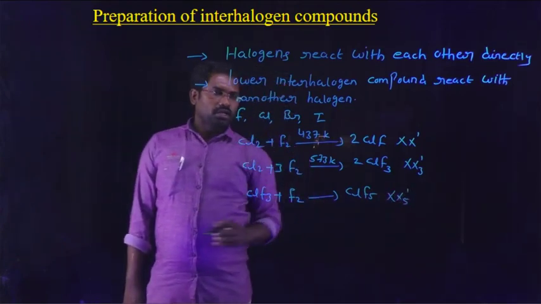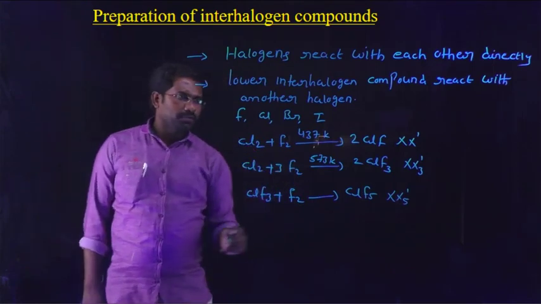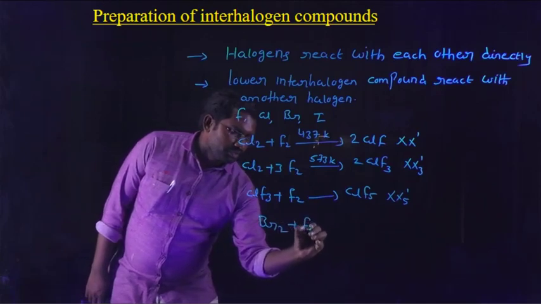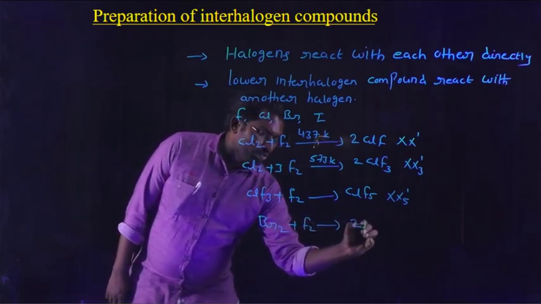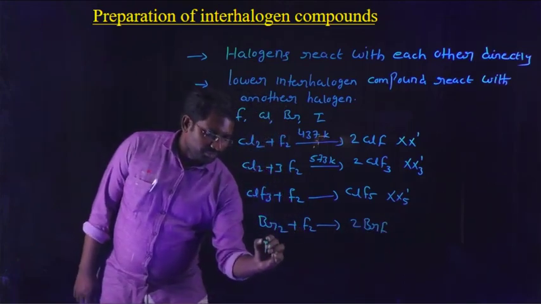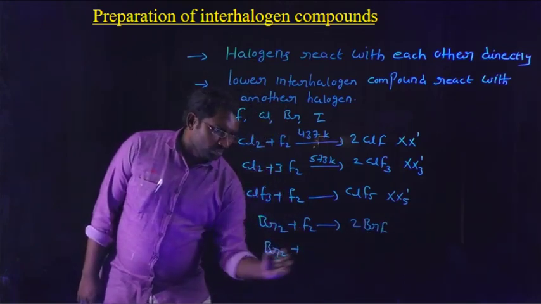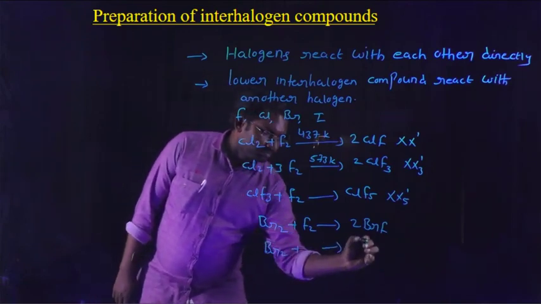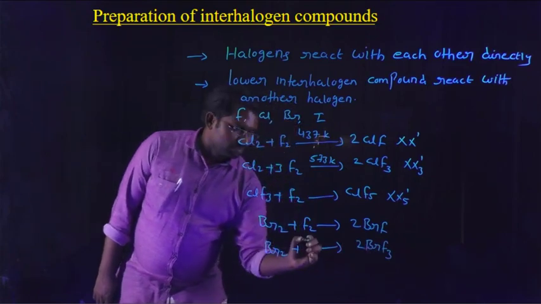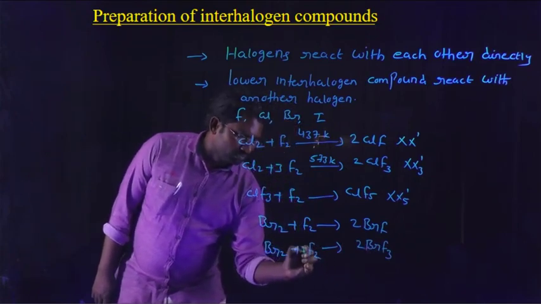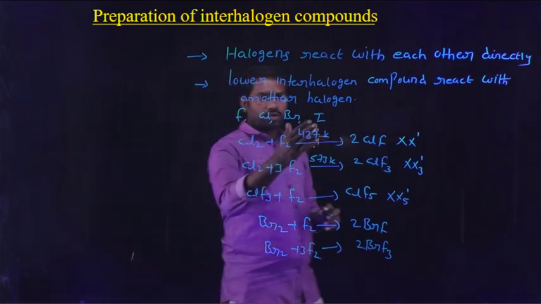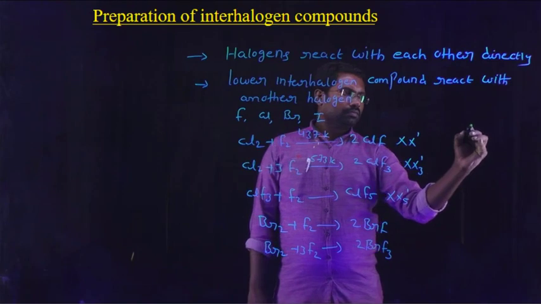In a similar manner, bromine also reacts with fluorine. Bromine reacts with fluorine to form 2BrF. Again, bromine reacts with fluorine to form BrF3. In a similar manner, here also iodine reacts with fluorine.